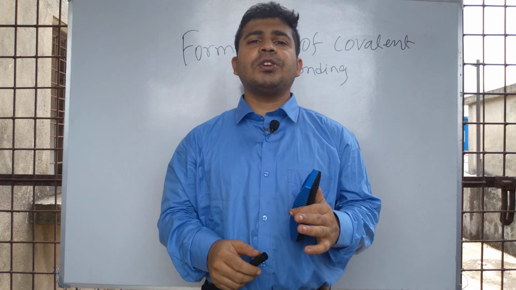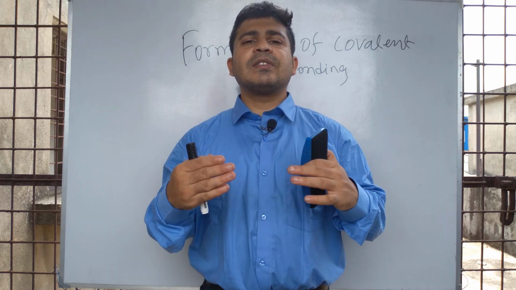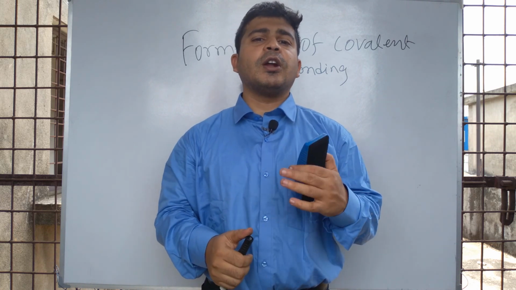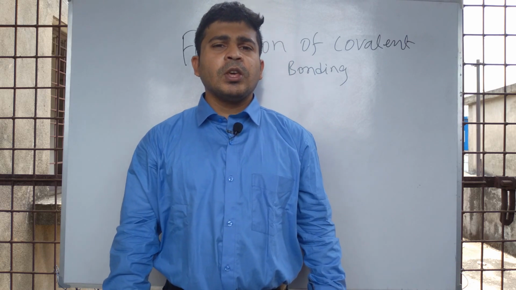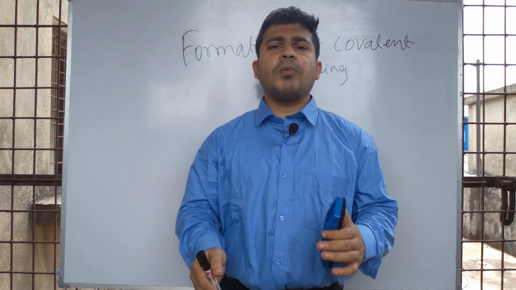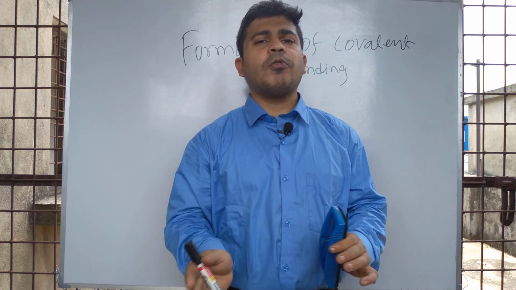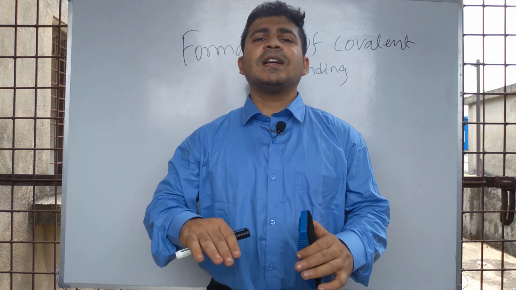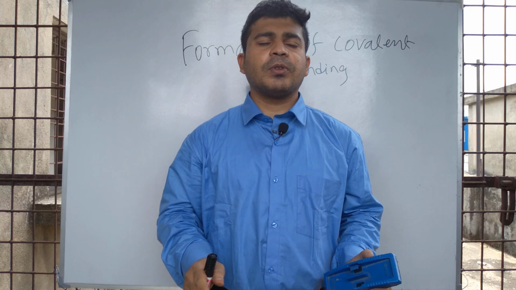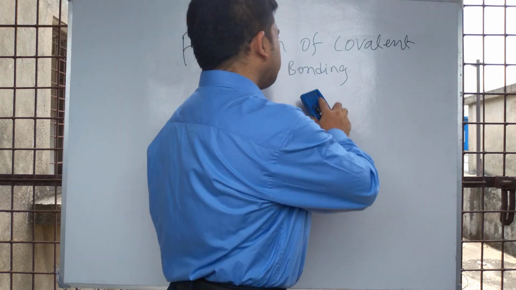And hydrogen has a tendency to make a duplet electronic configuration. It shares its electron to form a duplet electronic configuration. So covalent bonding formation is totally due to the sharing of one or more electrons by the atoms. Okay, we see this process, how a covalent compound is formed.